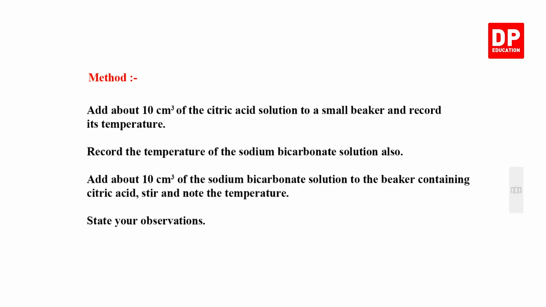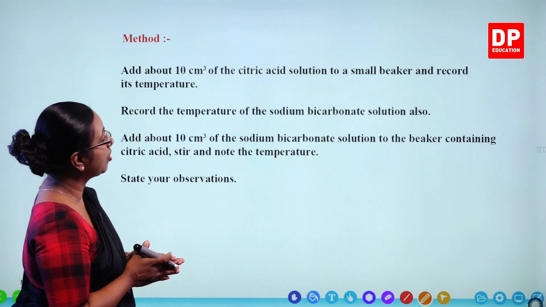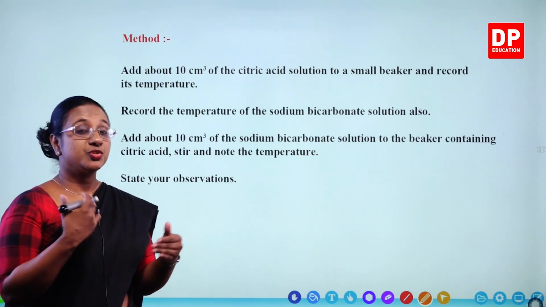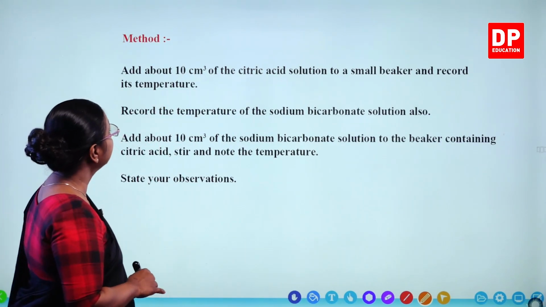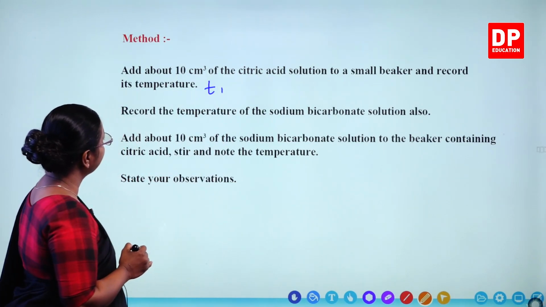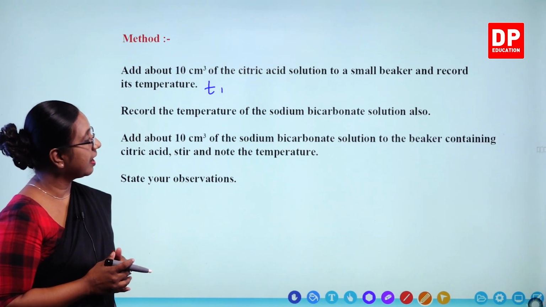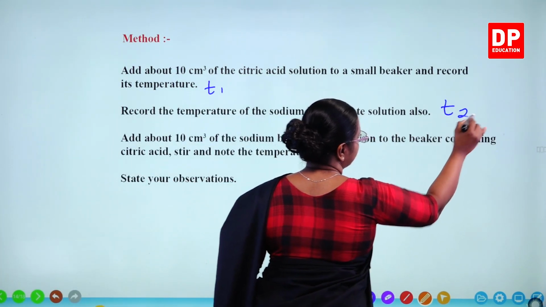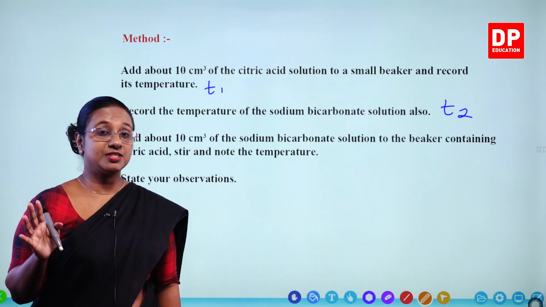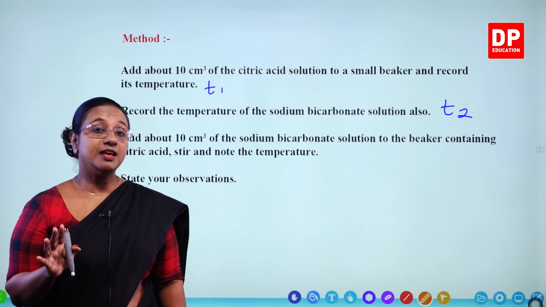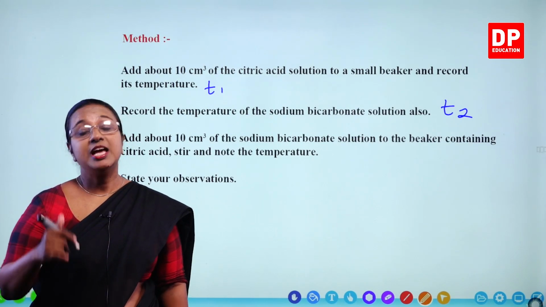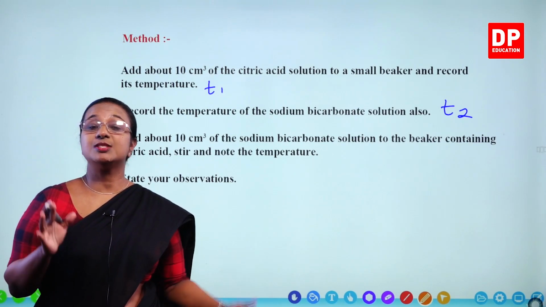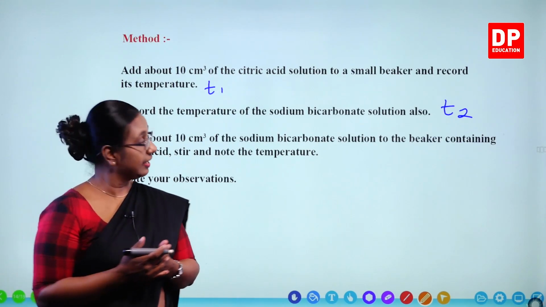So, we will go through the steps again. The method: add about 10 cm cube of the citric acid solution to a small beaker and record its temperature. So, initially you are going to mix the citric acid in water, 10 cm cube of water, and take the initial temperature. So, here we need to take T1. Record the temperature of the sodium bicarbonate solution also. So, this is T2, but those two are the initial temperatures. And here remember students, when you take the temperature reading, if they are equal, then no problem. We take it as the initial temperature. If the temperatures are different, what we do is we take the average of the two initial temperatures.